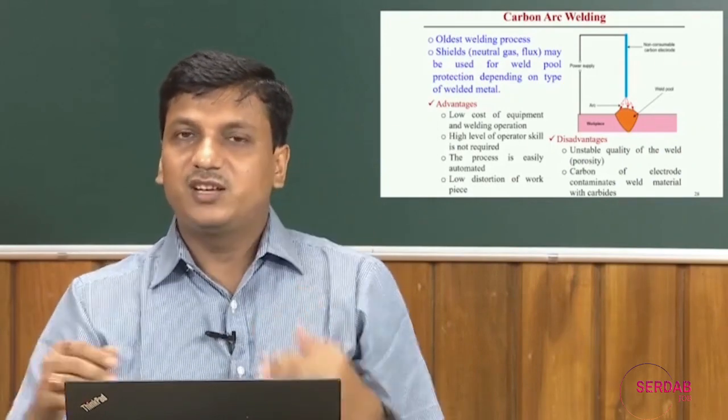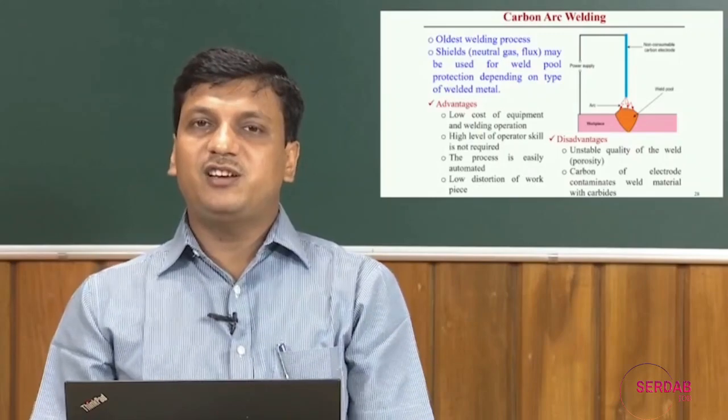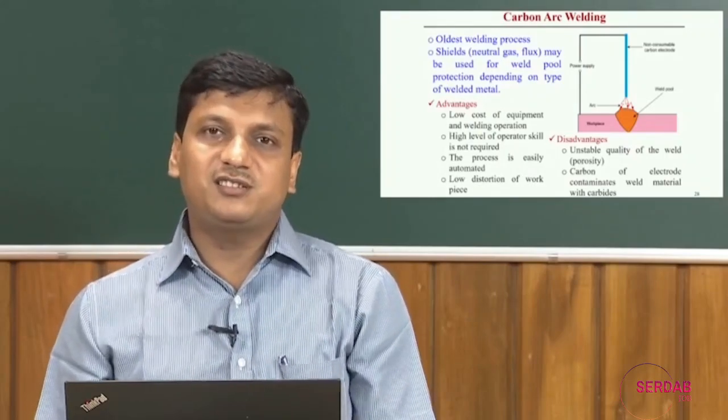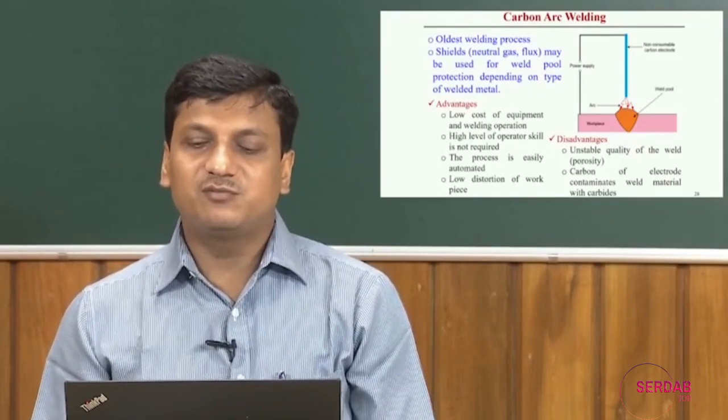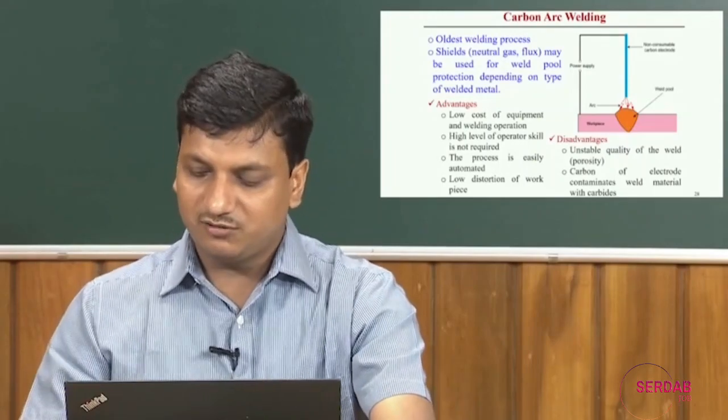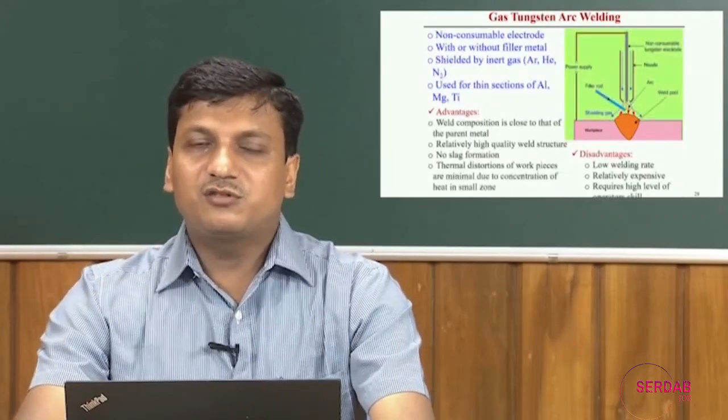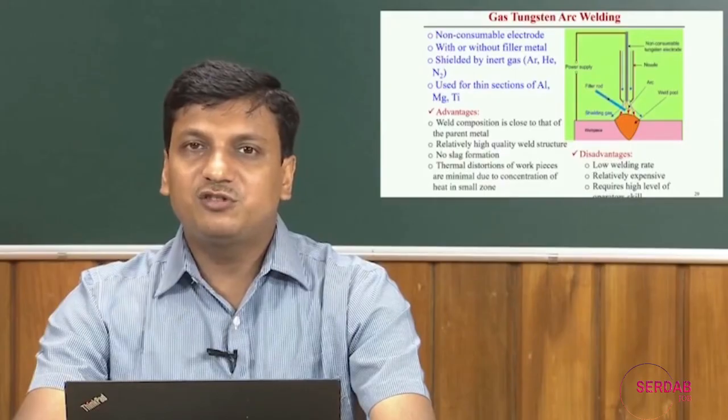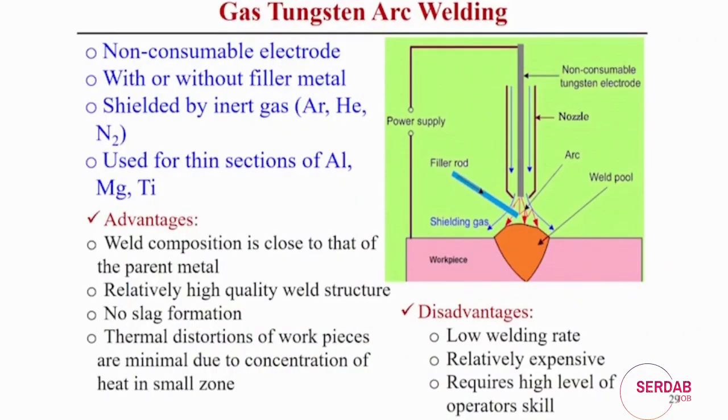So, if it is a requirement to produce any carbides on the workpiece material, probably in that sense this welding process is more suitable as compared to the other welding processes. Now, another one of the most usable welding processes is the gas tungsten arc welding process.